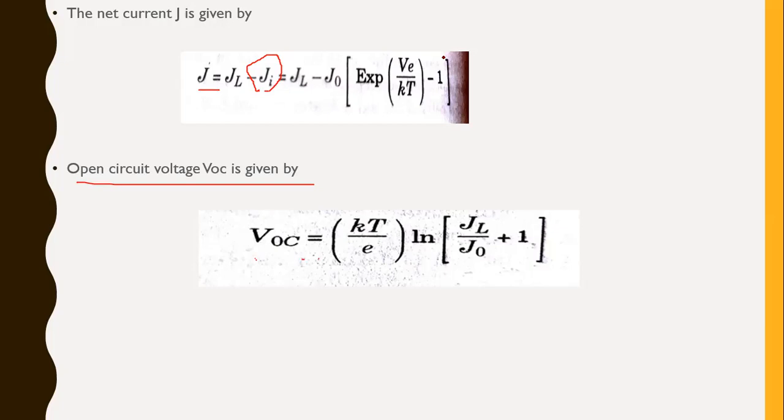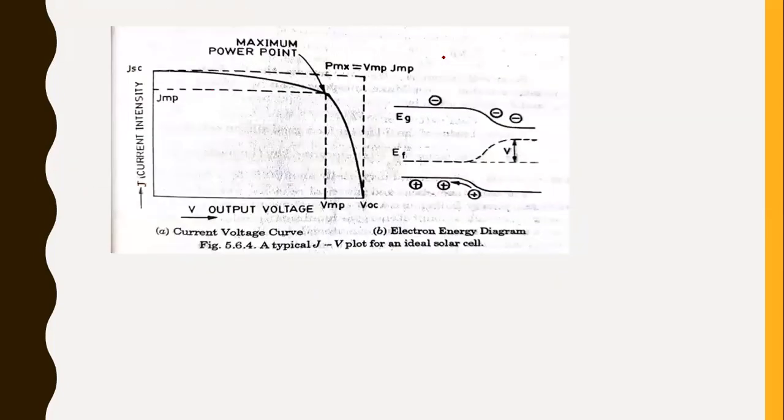If you observe this slide, this is a JV plot. It is for an ideal solar cell, which does not exist, because for an ideal solar cell the series or internal resistance R_S will be equal to 0. This is the maximum power point. In this JV plot, current density J is taken on the y-axis and voltage on the x-axis. This is the actual output voltage.